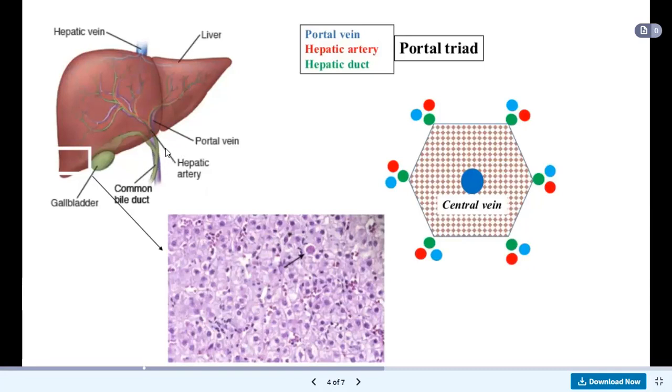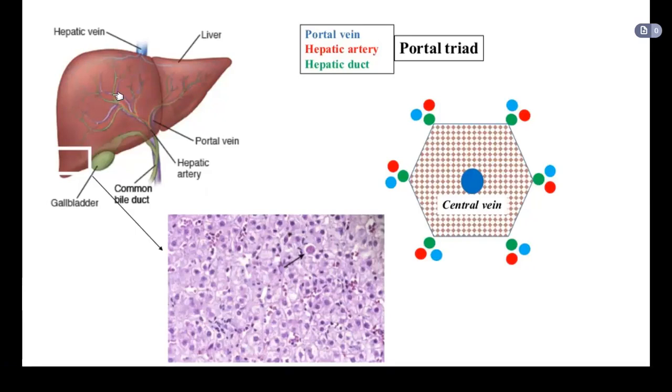Portal triad. And if you look very well at this part of the liver, you still see the three of them. You see branches of the portal vein, the hepatic artery, and then you see the hepatic duct. Here you see red, yellow, and purple. That is showing you the portal vein, hepatic artery, and hepatic duct. So we call that the portal triad.